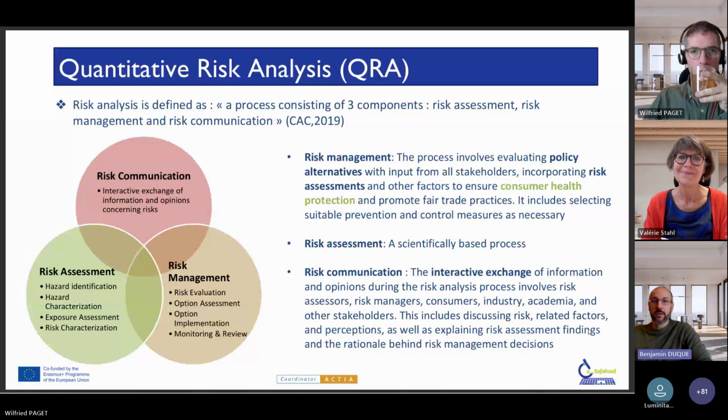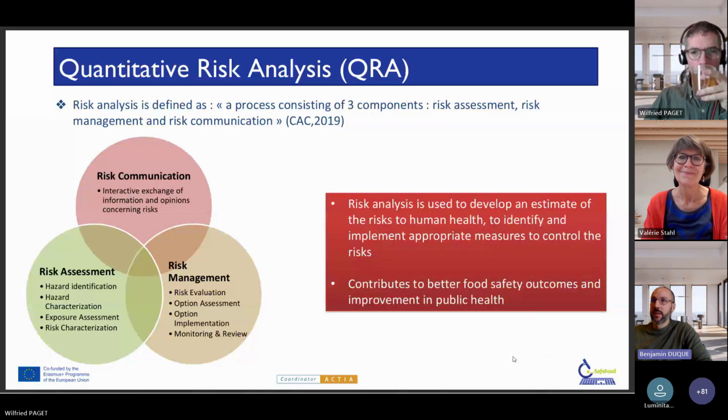You can go on to the next slide, please. Thank you. So, risk analysis is used to develop an estimate of the risks to human health, to identify and implement appropriate measures to control the risks. And of course, it contributes to better food safety outcomes and improvements in public health.